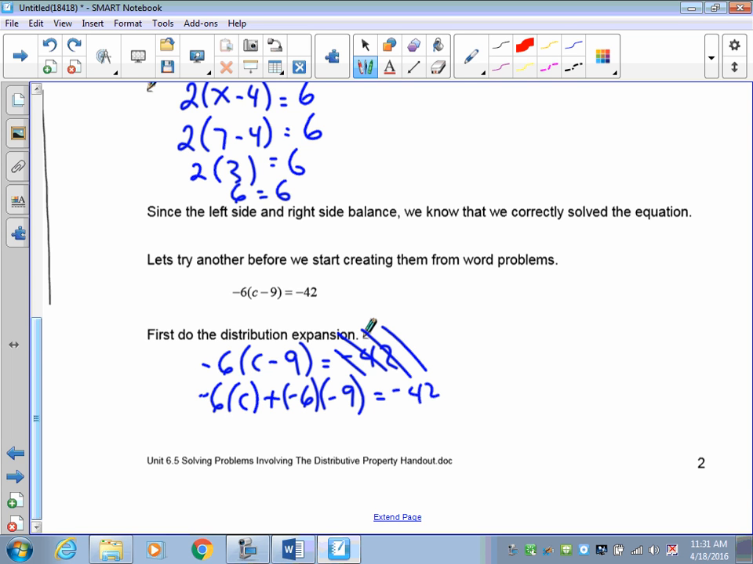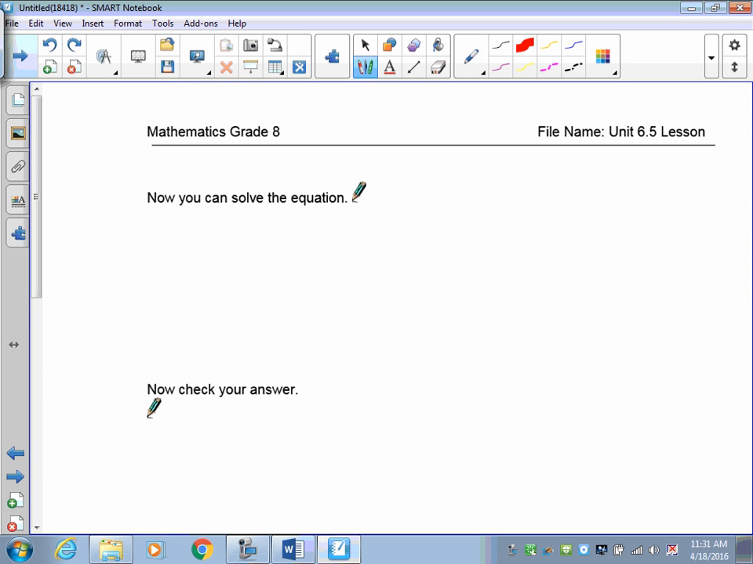Negative 6 times c, remember there's a 1 here, so negative 6 times 1 is negative 6c. Okay. And then I've got negative 6 times negative 9. 6 times 9 is 54, and negative times a negative is a positive, and that's equal to negative 42. So now that the distribution law is finished, we can move on to solving the equation. So on the next page, write the equation down. We had negative 6c plus 54 is equal to negative 42.